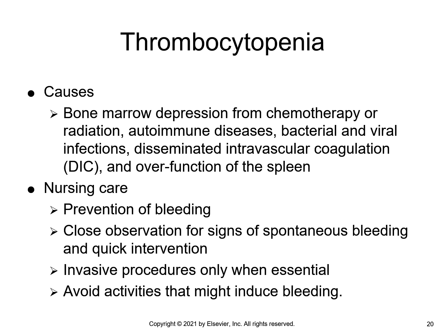Thrombocytopenia occurs when the platelet count drops to less than 150,000. This can be a life-threatening condition. There are various causes. It could be bone marrow suppression from chemotherapy or radiation. It could be an autoimmune disease. It could be a bacterial or viral infection. It could be disseminated intravascular coagulation or an overfunctioning of the spleen. Some drugs like non-steroidal anti-inflammatories and thiazides can also decrease the platelets.